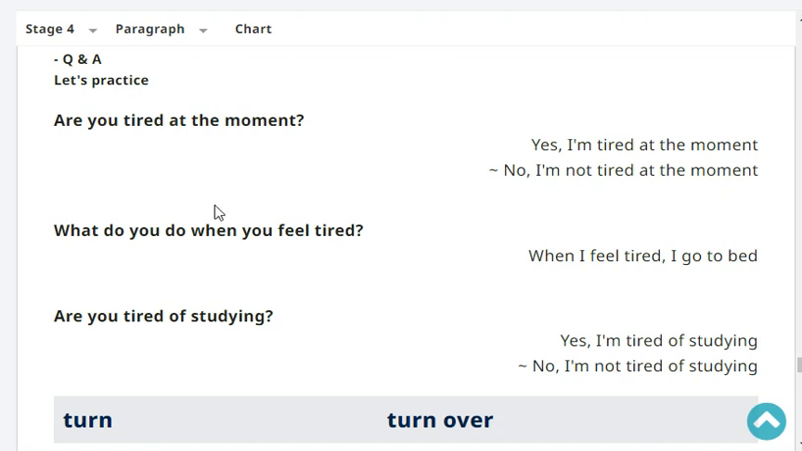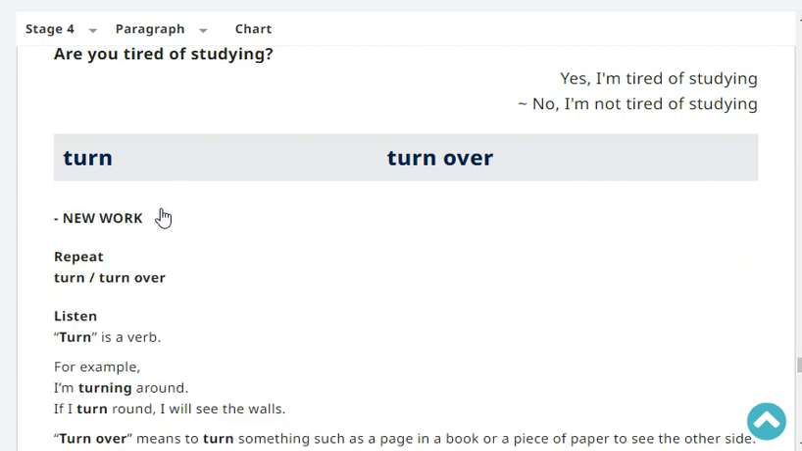Are you tired of studying? Yes or no? No, I'm not tired of studying. Very good. Next, repeat: turn. Turn over. Very good. Okay, listen. Turn is a verb.